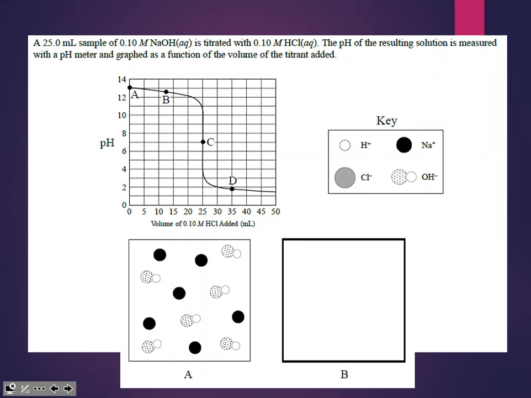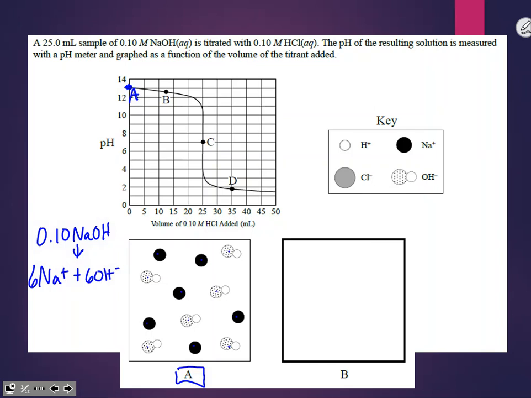So starting at the top here, for A on our curve, they've already represented it here. And usually they do. They give you a starting point so you can count your molecules and know what you're starting with. So if we do that count here, this 0.10 M NaOH, what are we seeing? We're seeing 1, 2, 3, 4, 5, 6 of our Na+, and then 1, 2, 3, 4, 5, 6 of our OH-. So that's representing the 0.1 M sodium hydroxide, 6 and 6.